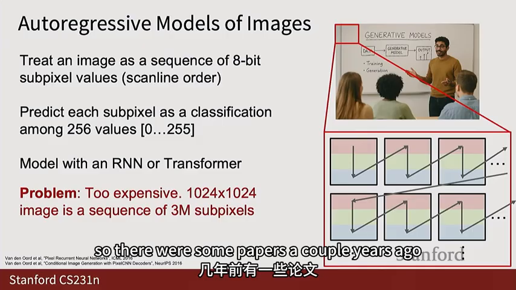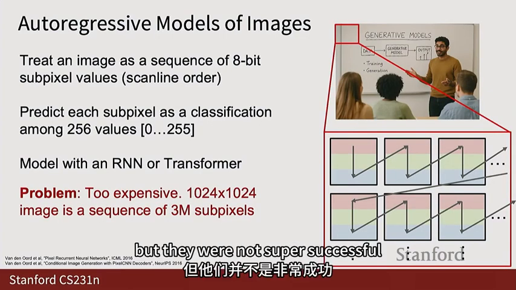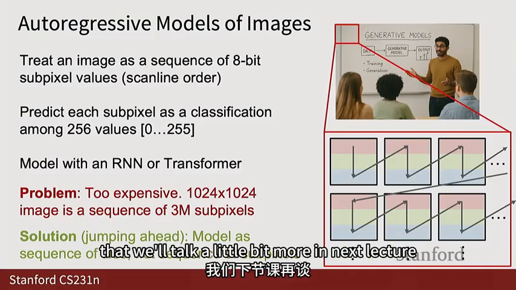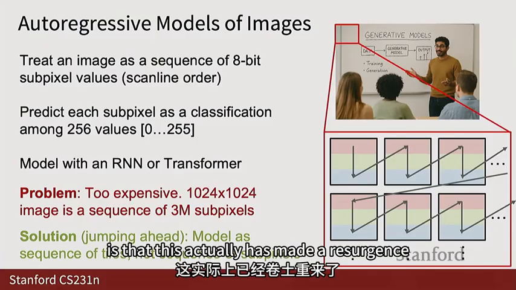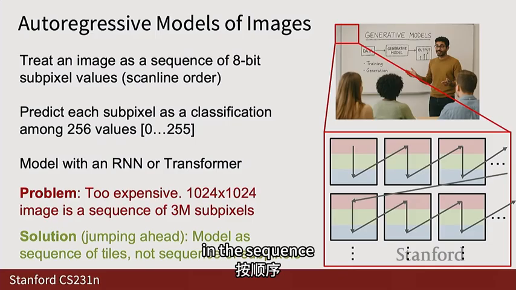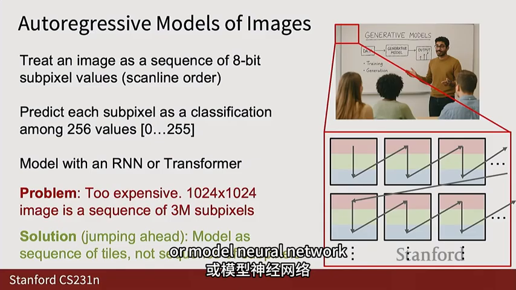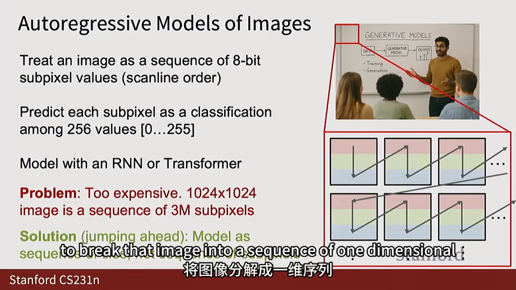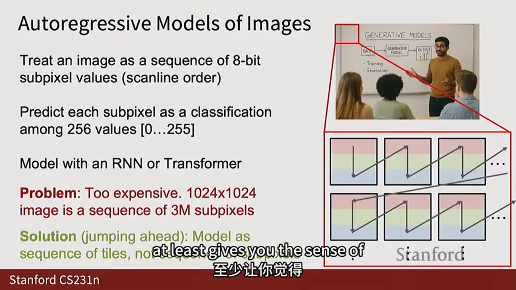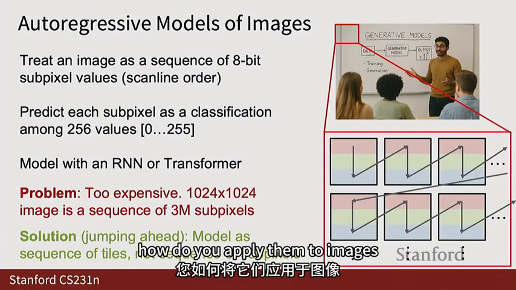There were some papers a couple of years ago where people applied these autoregressive models directly to pixels of images, but they were not super successful, I think, because they're very difficult to scale to high resolution. A spoiler alert, which we'll talk about more next lecture, is that this has made a resurgence in the last couple of years. But the trick is to not model individual pixel values in the sequence, but instead to use some other process or model, maybe a neural network, to break the image into a sequence of one-dimensional tokens. That's something we'll talk about next lecture. But this at least gives you a sense of what an autoregressive model is, what the probabilistic formulation is, how you apply them to language, and how you apply them to images.